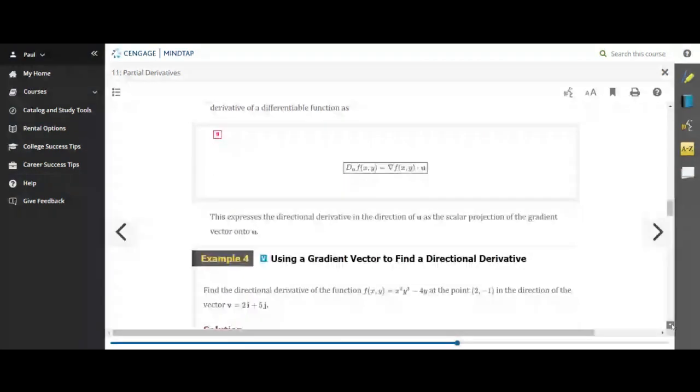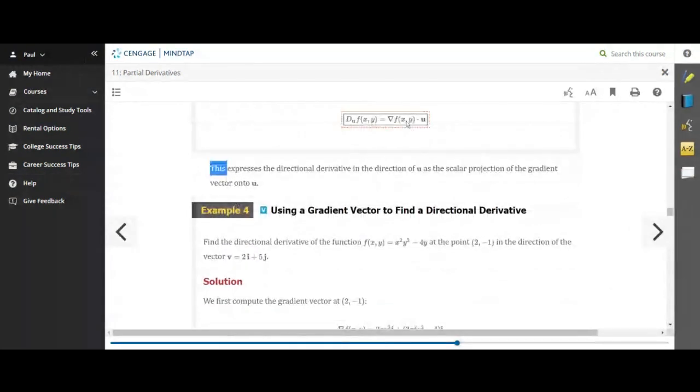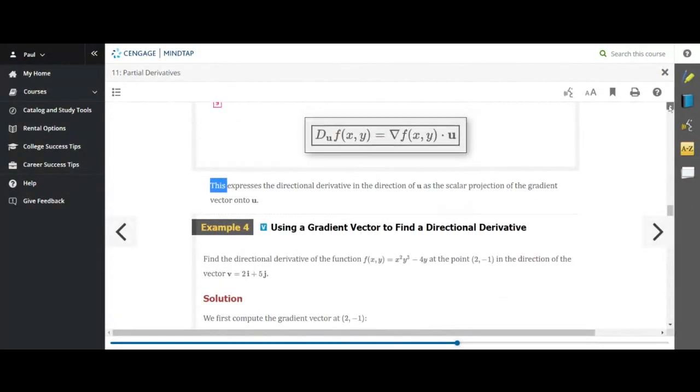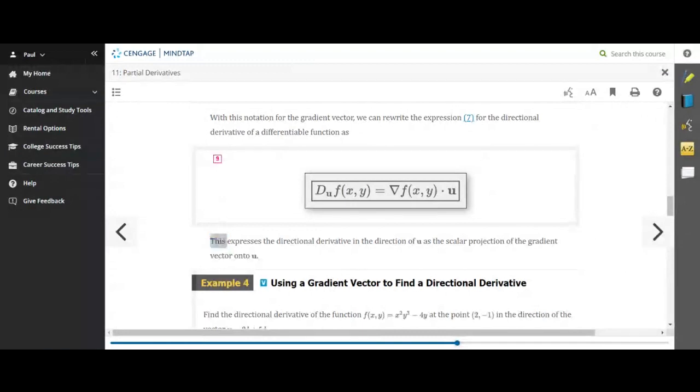All right, so we can re-express the directional derivative as the dot product of the gradient vector with the vector u. Notice this expresses the directional derivative in the direction of u as a scalar projection of the gradient vector onto u.